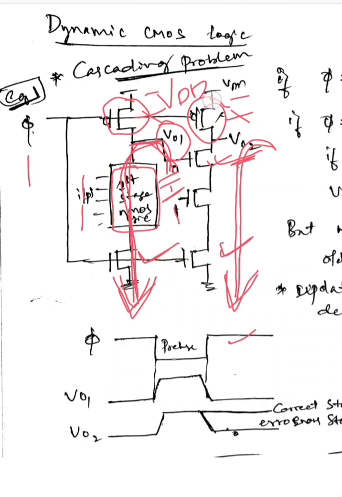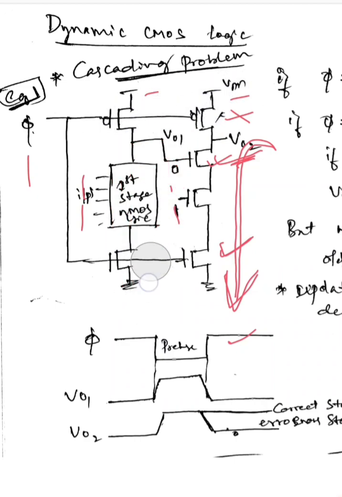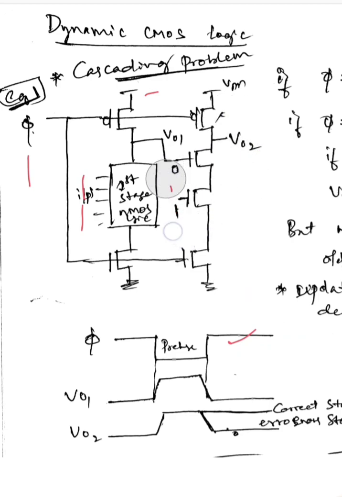Because VO1 and also VO2 are discharging, we expect the output in the second stage to be 1 because of the input 1. Here you can observe this VO1 will be 0 after some time. Until it goes to 0, this transistor will be on. That's why VO2 is also getting a path to discharge. But because of this 1 and this transistor being 0, we are expecting 1 as output. This N transistor should actually be off.